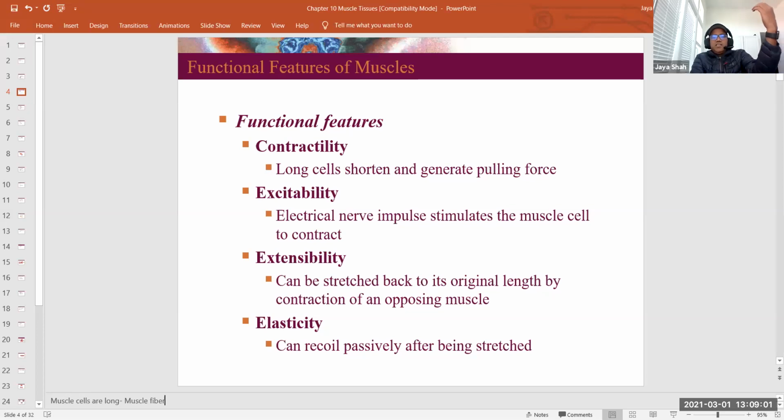Whereas elasticity is passive stretching back. So let's say you have a muscle contraction and then the muscle relaxes itself. Once it relaxes, it comes to its original size without any action of other muscles, which happens passively, and that is called elasticity. So extensibility is an active process with the action of opposing muscle, whereas elasticity is a passive process due to relaxation of muscles, where it brings the muscle fiber to the original length.